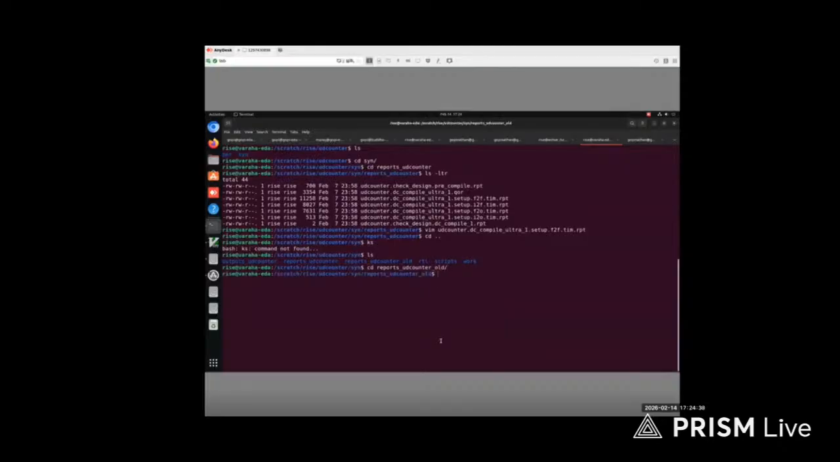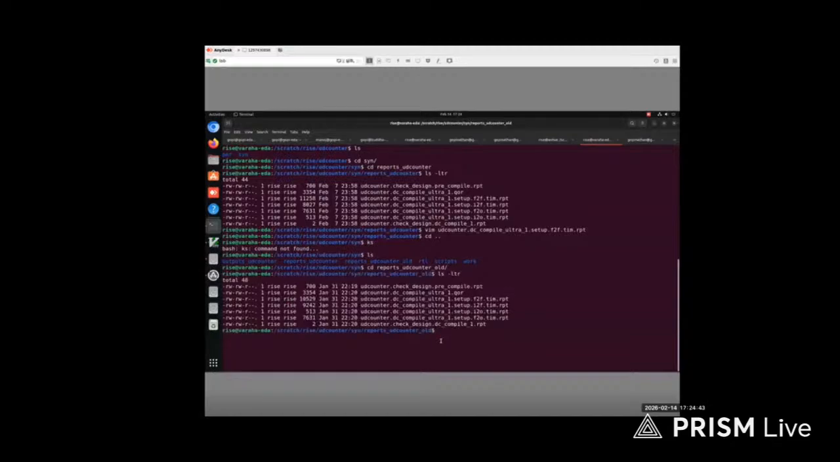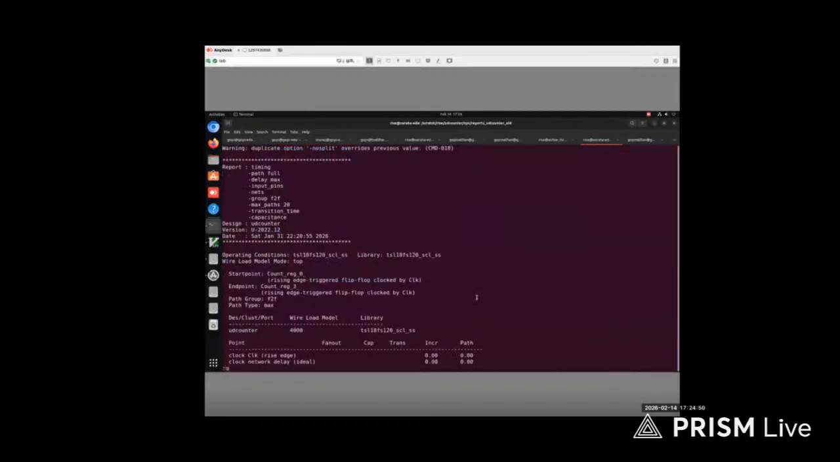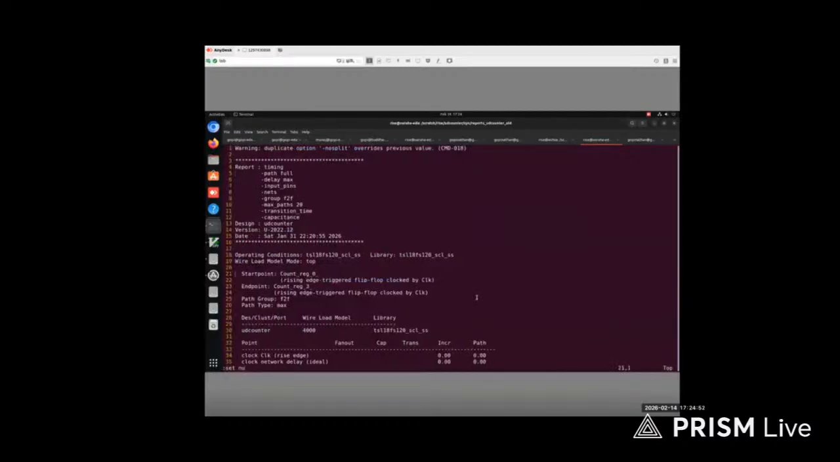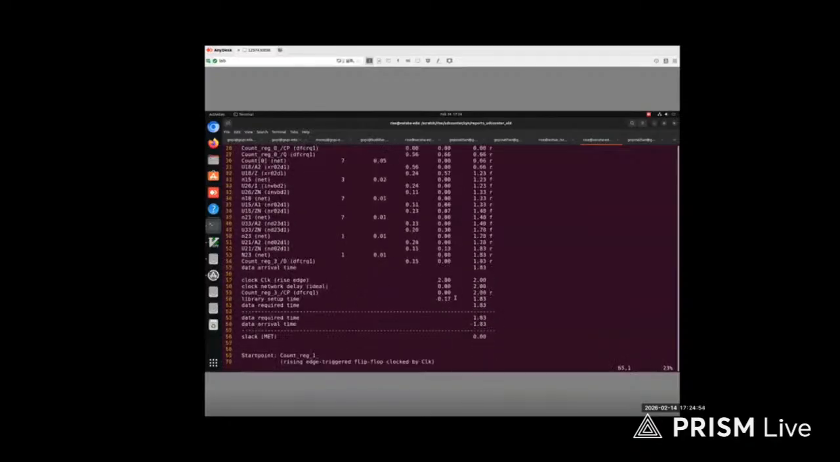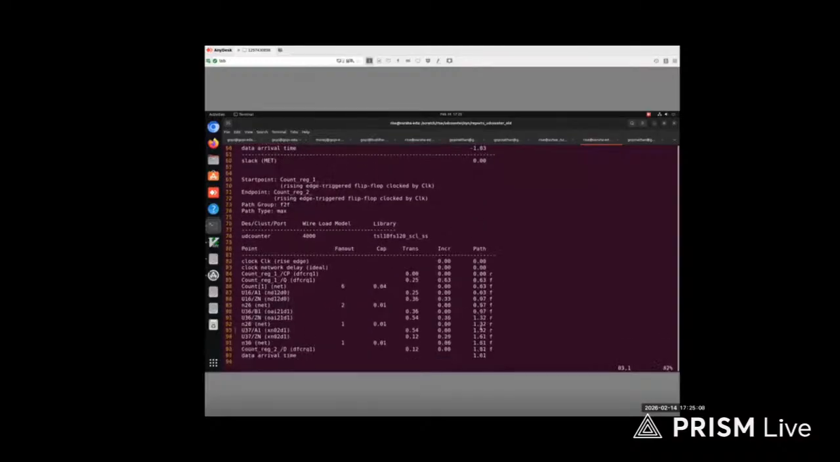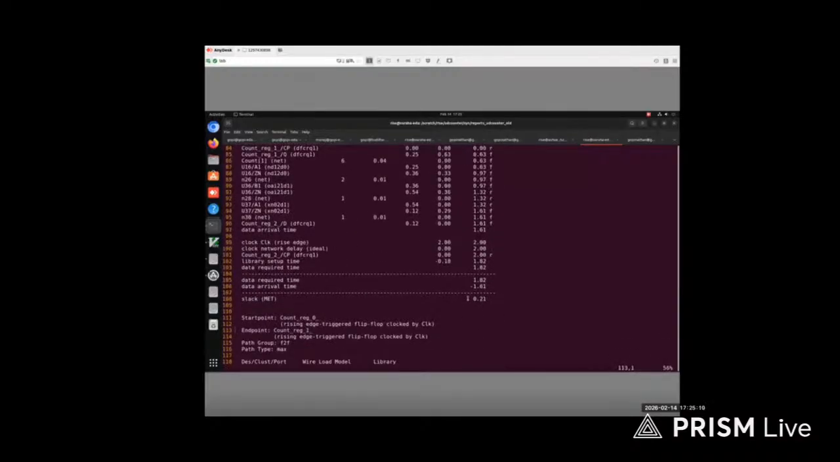So this is the report that I'm going to show you that we have run for 2 nanosecond. Then you will have the timing closed report. So here, if you see, I have run it for 2 nanosecond and your slack is met, that is your data required time and data arrival time is the same. So that's why your slack is 0. If you see the next path, you have a slack of 0.21.